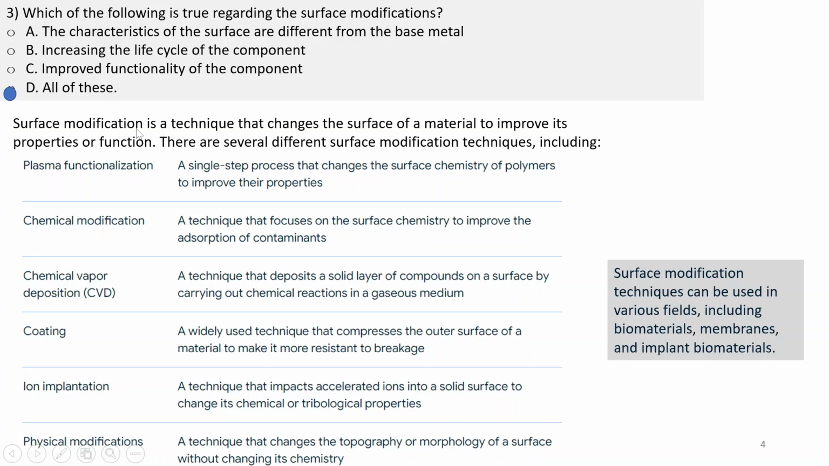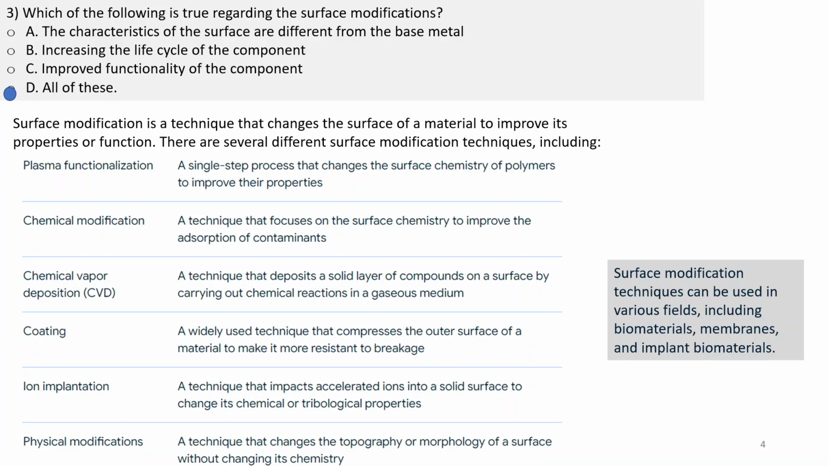So surface modification is a technique which changes the surface of a material to improve its properties or function. And there are several different surface modification techniques, which include plasma functionalization. It is a single step process which changes the surface chemistry of polymers to improve their properties.